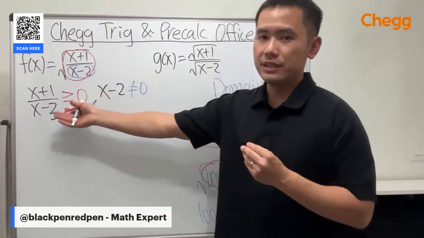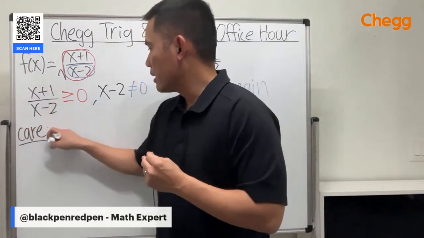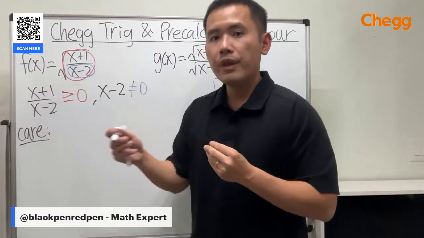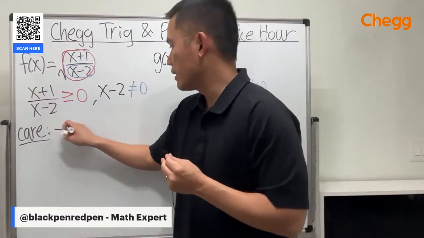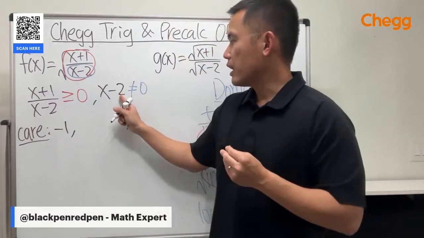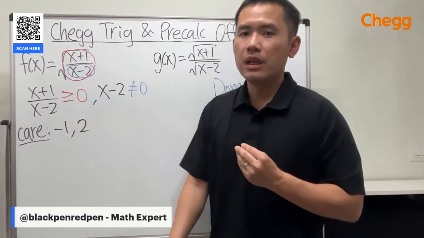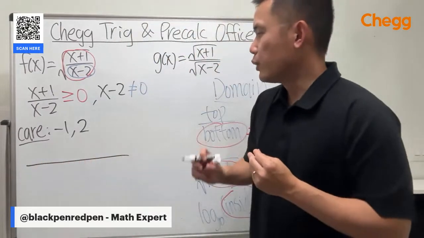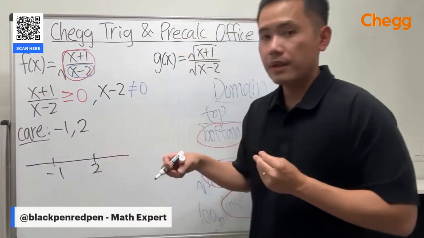So now, we're just going to solve for this. There are 2 numbers that we care about. Think about how you can make this equal to 0. Put the top equal to 0. X plus 1 is equal to 0, so x is equal to -1. And the other number that we care about is from here. You add 2 to both sides. You care about 2. Then we can do the number line method. This is the safe way to do it. We have -1 and 2.